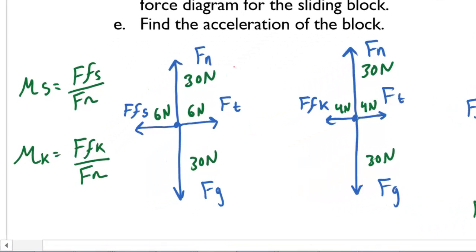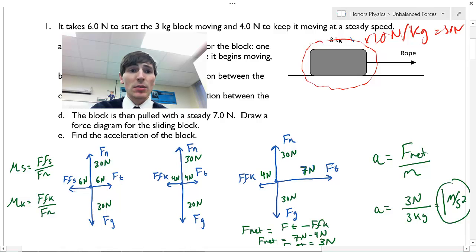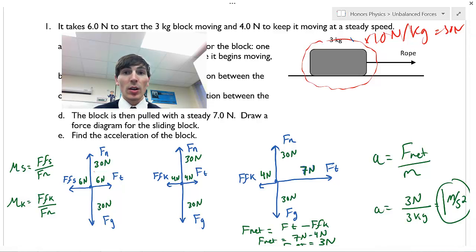And then it says in the problem, it takes 6 newtons to start the block moving. So notice I have force of tension 6 newtons, and then a force of static friction was also 6 newtons. That's because right before it starts moving, at that instant when it's still at rest, that 6 newtons is what broke those bonds and started to move it. So that was our static friction.